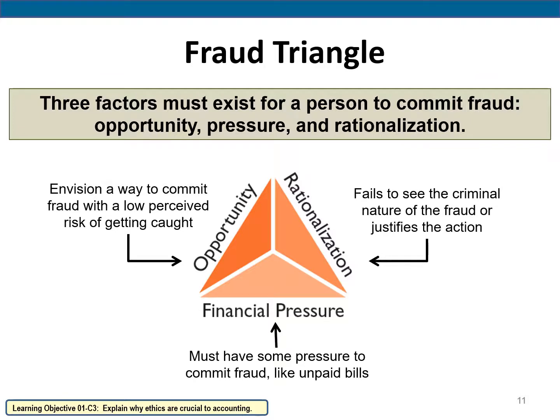The one thing I will mention is the fraud triangle. The thing that you want to know here is that for the fraud triangle, there must be three factors that exist in order for a person to commit fraud. This was a model developed by a criminologist. That criminologist says that opportunity, rationalization, and financial pressure, all three must exist in order for a person to commit fraud.